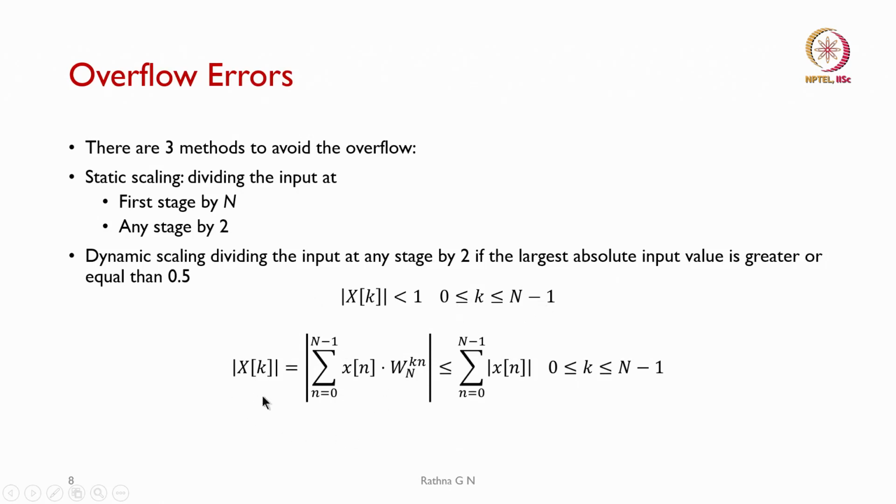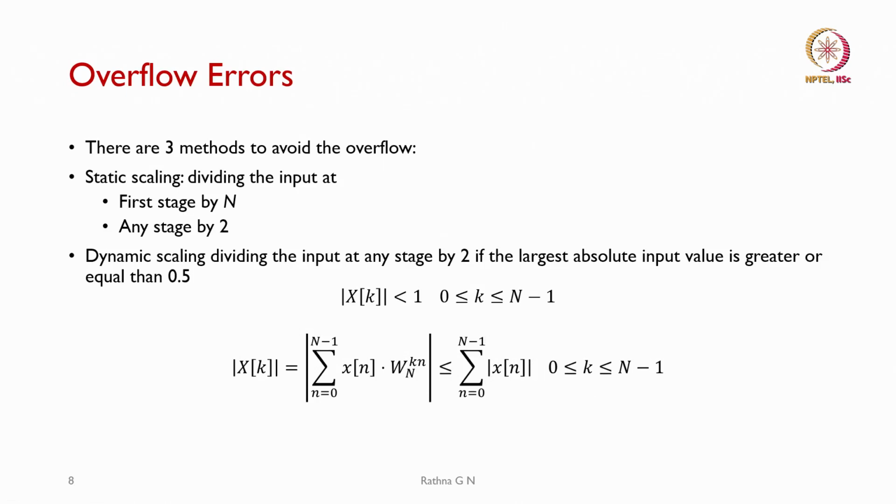So how do we find the norm? The equation is the sum over n equals 0 to n minus 1 of x of n times w k n, and we have to take the norm of it, which is less than or equal to... We have assumed that the twiddle factors have been scaled and are within the limit, so it becomes the magnitude of x of n. By scaling my input, for 0 less than or equal to k less than or equal to n minus 1, overflow error can be avoided, just like our FIR filters.